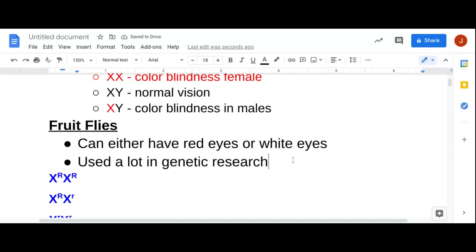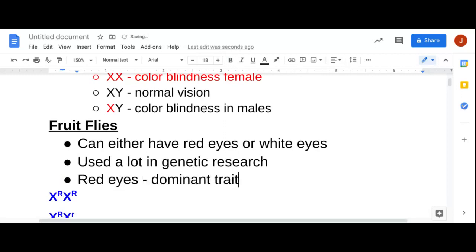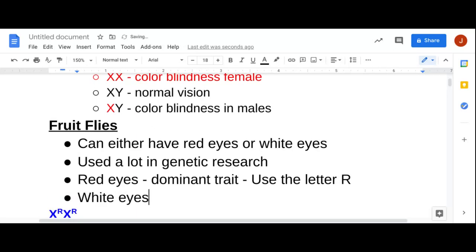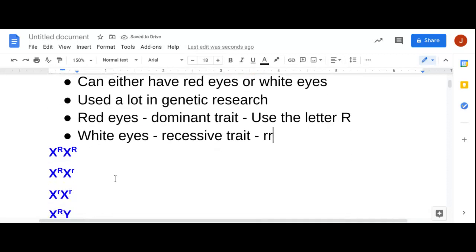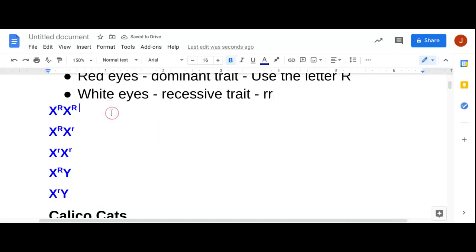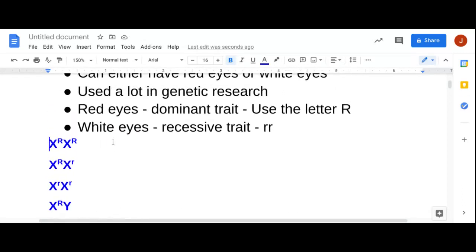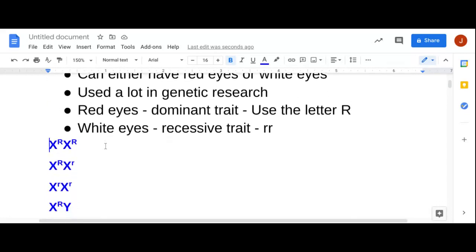So red eyes is dominant. This is the dominant trait. Since it's a dominant trait, we're going to use the letter R. And white eyes is the recessive trait. This is a normal inheritance, so recessive would be 2 little r's. So I already have a list of genotypes here. And we're going to classify these either as male or female or the color of eyes that they have.